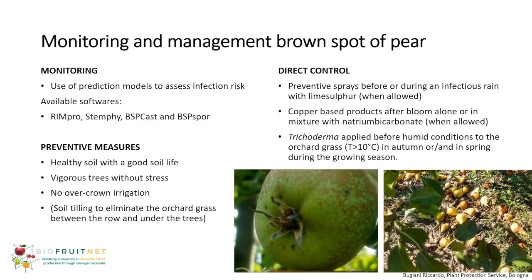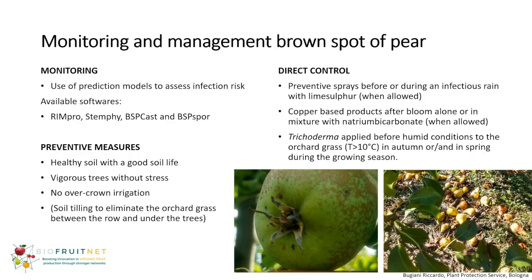Monitoring and management of brown spot of pear. In the monitoring, prediction models are used to assess the infection risk, and there are different available software like Rimpro, Stemphy, BSP-Cast and BSP-Spore. The preventive measures are a healthy soil with a good soil life, vigorous trees without stress, no over-crown irrigation, and soil tilling to eliminate the orchard grass between the row and under the trees.